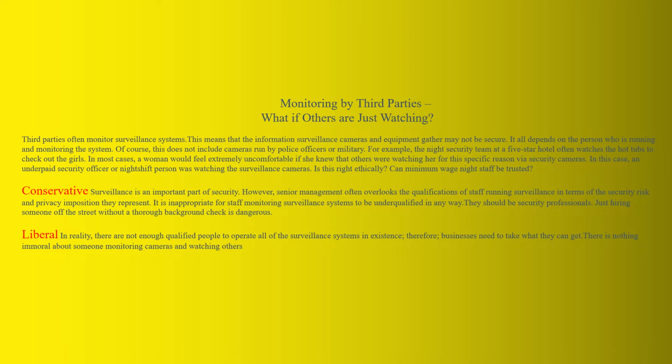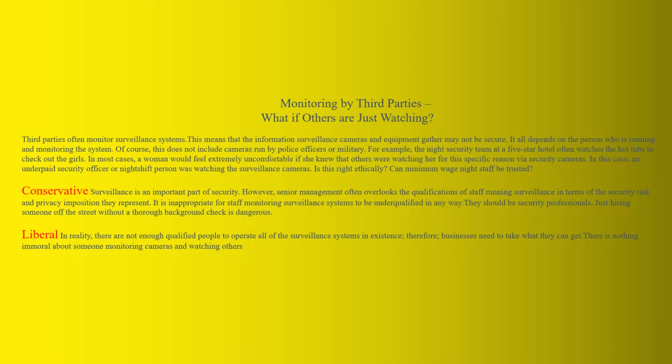Monitoring by third parties. What if others are just watching? Third parties often monitor surveillance systems. This means that the information surveillance cameras and equipment gather may not be secure. It all depends on the person who is running and monitoring the system. Of course, this does not include cameras run by police or military.